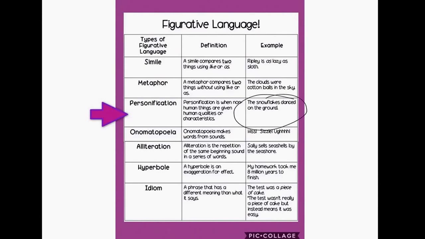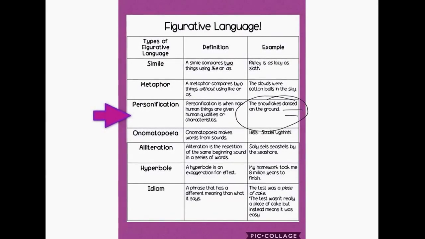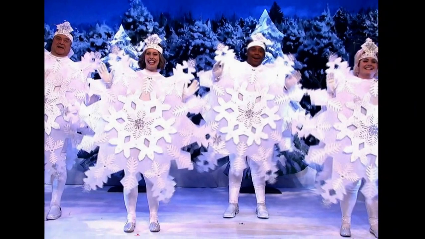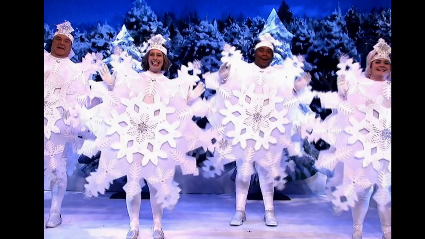the snowflakes danced on the ground. Well, we know that snowflakes can't dance. Just like this. Snowflakes don't have legs. They can't move around. So, what the author says is the snowflakes danced. We know that's not true. So we have to figure out what this example means in a figurative way.